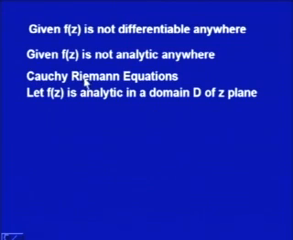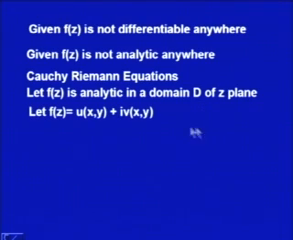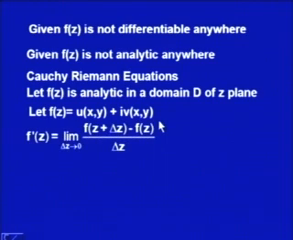Now, we discuss the Cauchy-Riemann equations, and these equations are required for checking the analyticity of a given function. So, first we state the Cauchy-Riemann equations and then we will prove them. So, let f z be analytic in a given domain D of the z plane, and we write the given function f of z as u x y plus i v x y. So, that means u is the real part and v is the imaginary part.